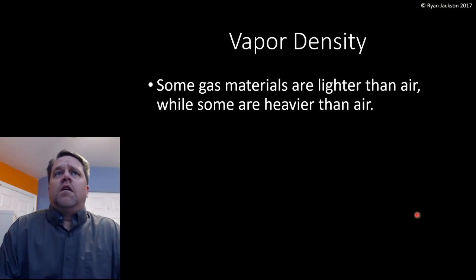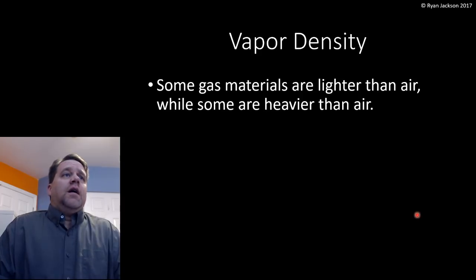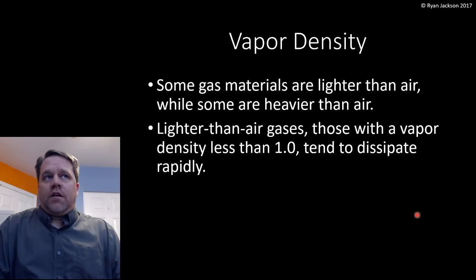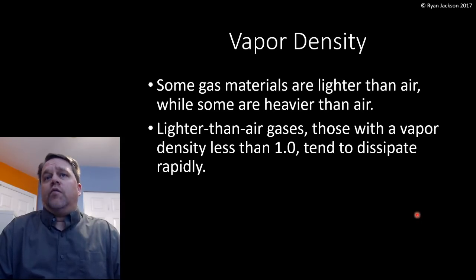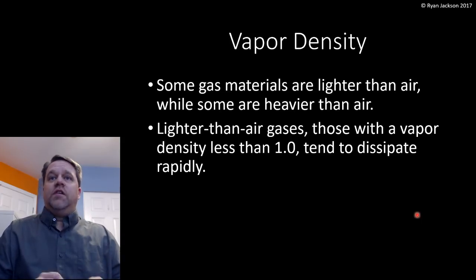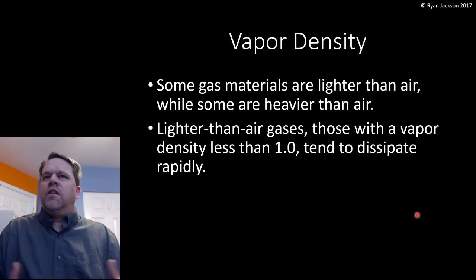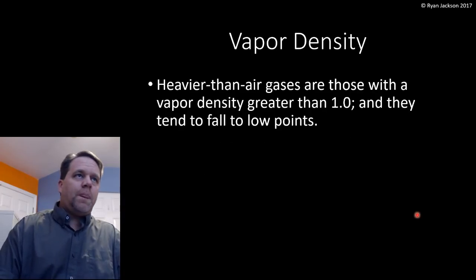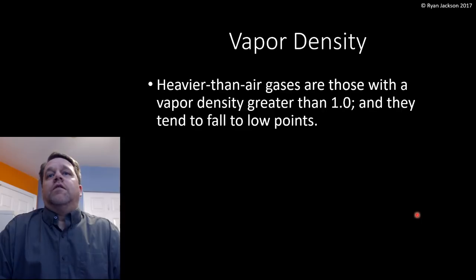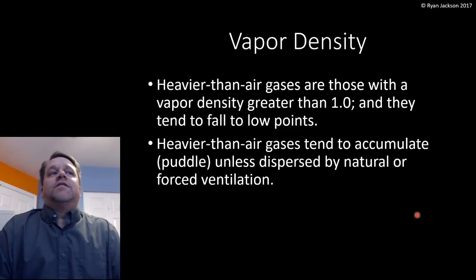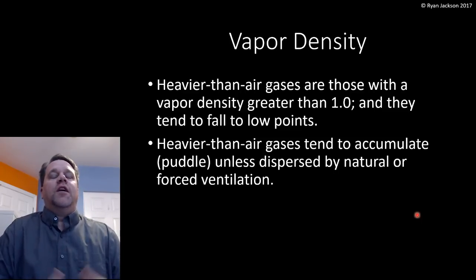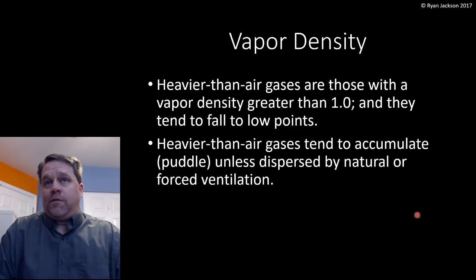So with vapor density, the concept is this. Some gas materials are lighter than air, and some are heavier than air. Lighter than air gases are those with a vapor density of less than 1.0, and they tend to dissipate rapidly. If I've got a lighter than air gas, that is going to rise, obviously, and thankfully it also has a way of dissipating into the atmosphere very quickly. Heavier than air gases are those with a vapor density greater than 1.0, and they tend to fall to the low points. Unfortunately, they tend to hang around. They accumulate or puddle unless they're dispersed by natural or forced ventilation.